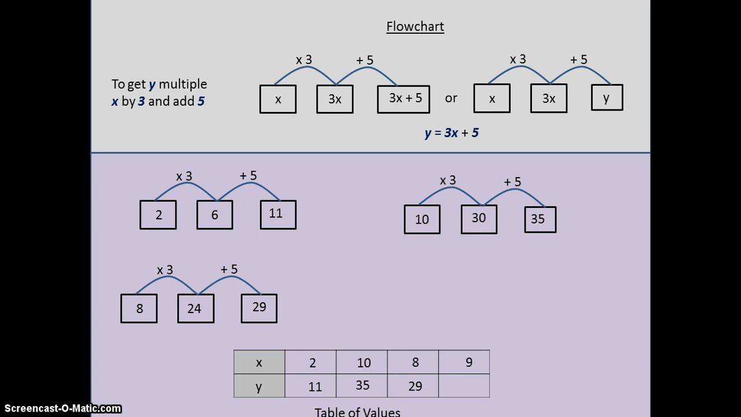And the final example, so here we have x equals 9, so as before 9 times 3 is equal to 27 plus 5 is equal to 32. So there you go, that's how we can use flowcharts and rules to express words as mathematical algebraic expressions.